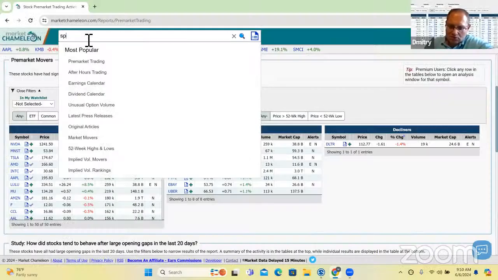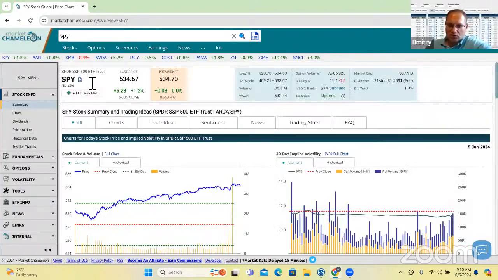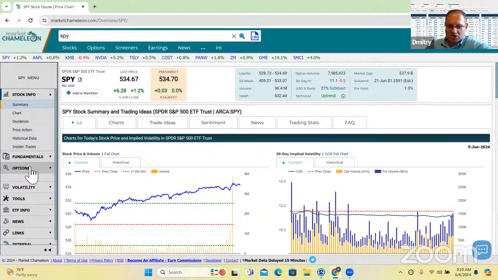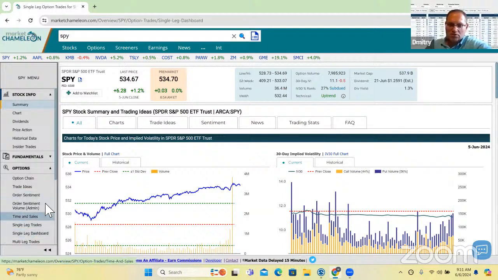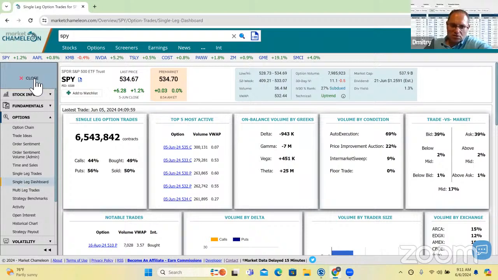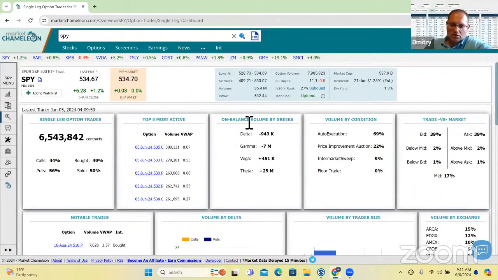And let's go to the SPY. Really here, what I'm going to do is, on SPY under options, we're going to pull up the single leg dashboard by clicking over here. Let me just expand the screen a little bit, and we'll talk about some of the new additions we added to this report.